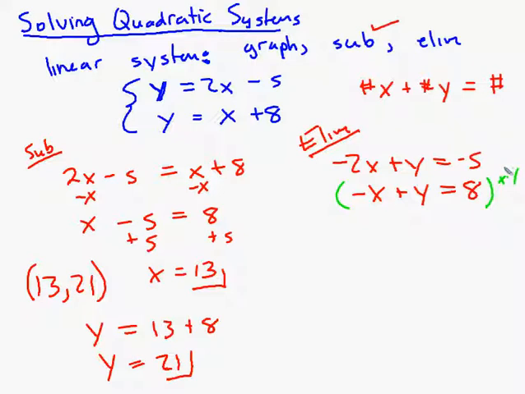So why am I multiplying by 1? I meant negative 1. So I get negative 2x plus y equals negative 5.